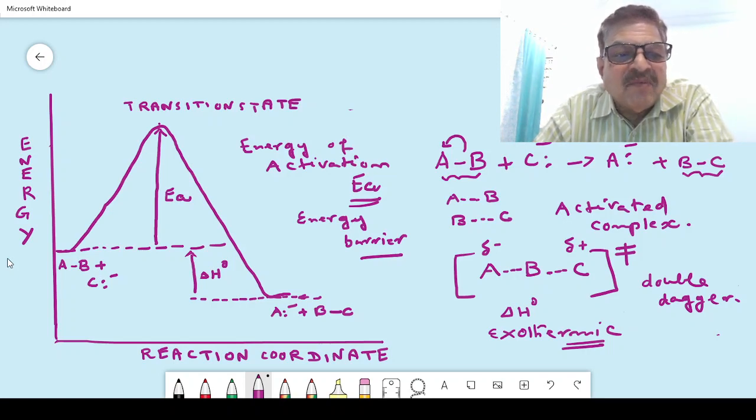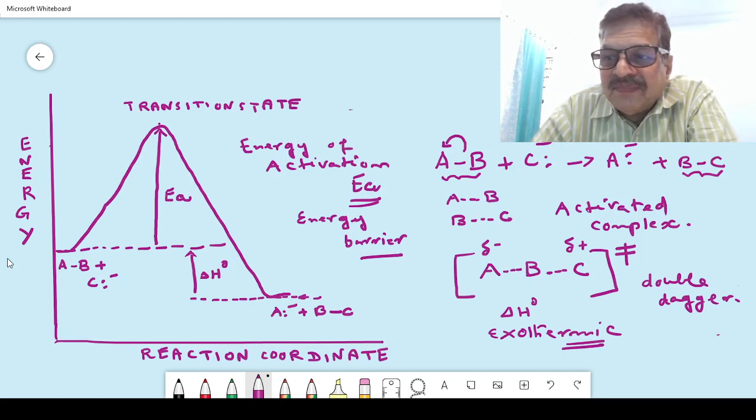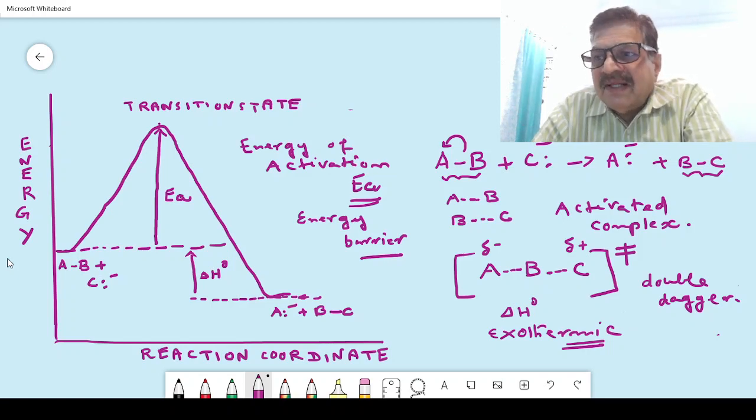That is, the larger the value of EA, the greater the amount of energy needed to break the bonds here. Correct? Therefore, the slower will be the reaction. A slow reaction will have a large EA. If you put it the other way, if the energy of activation is very high, the reaction will be slow, and if the energy of activation is low, the reaction will be fast. That is how we have to see the rate of the reaction here.